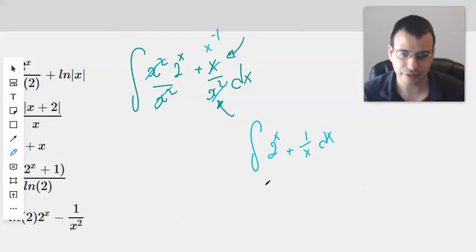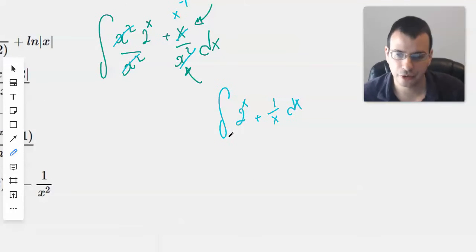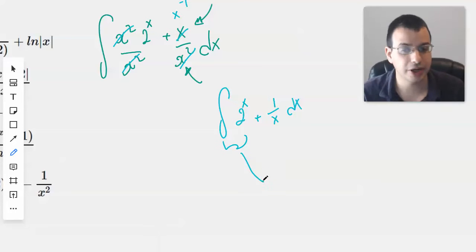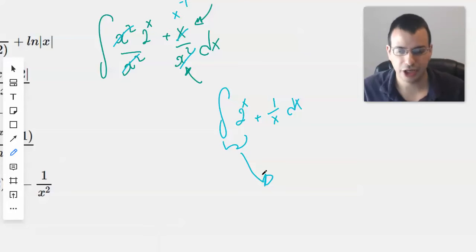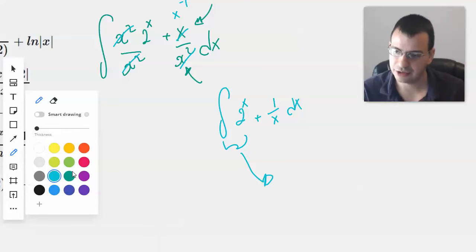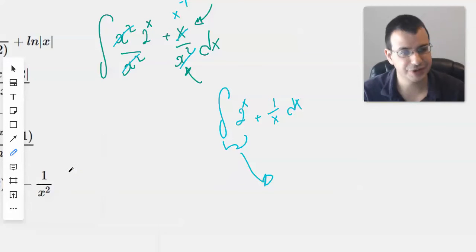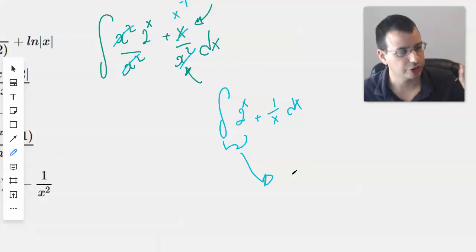Okay, so first part I'm going to look at, and we can break these up and do them separately. We can do the 2 to the x on one side, and then 1 over x second. I'm going to do 2 to the x first because I think it's the harder one, and I like to get the hard work done first.